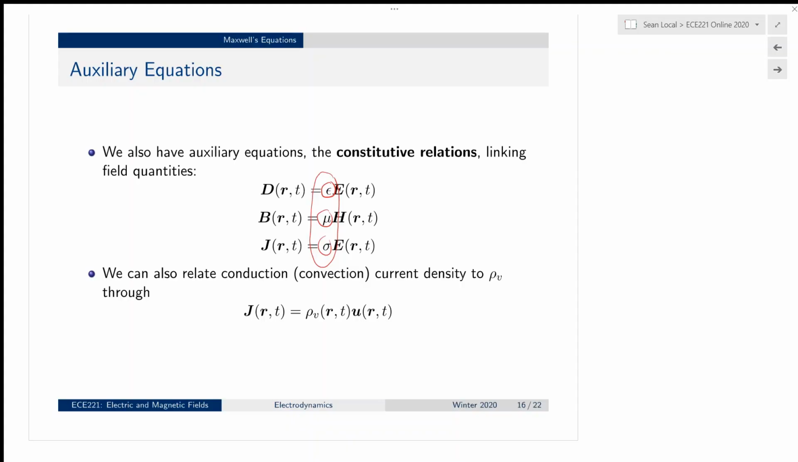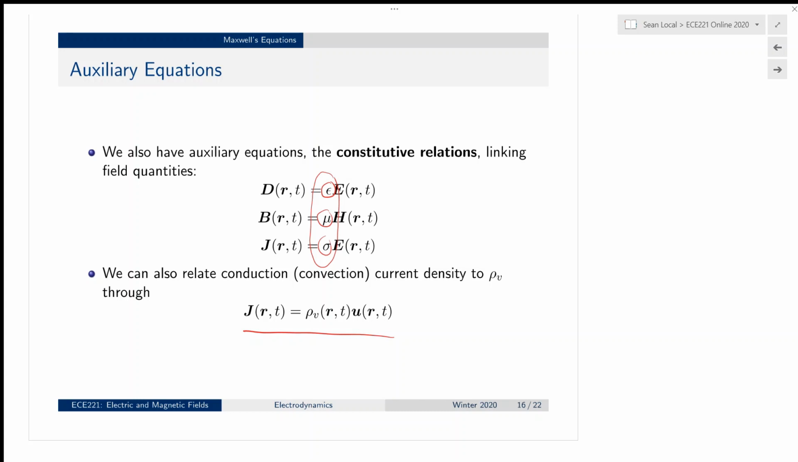So in effect, we really only have a limited number of unknown fields appearing in Maxwell's equations because these quantities are interrelated as shown by the constitutive relations. We can also relate conduction current density to the volumetric charge density through this velocity equation that you see here. If we think back to currents, we define J as related to the velocity of a charge or charges within a charge distribution ρv through this relation here.